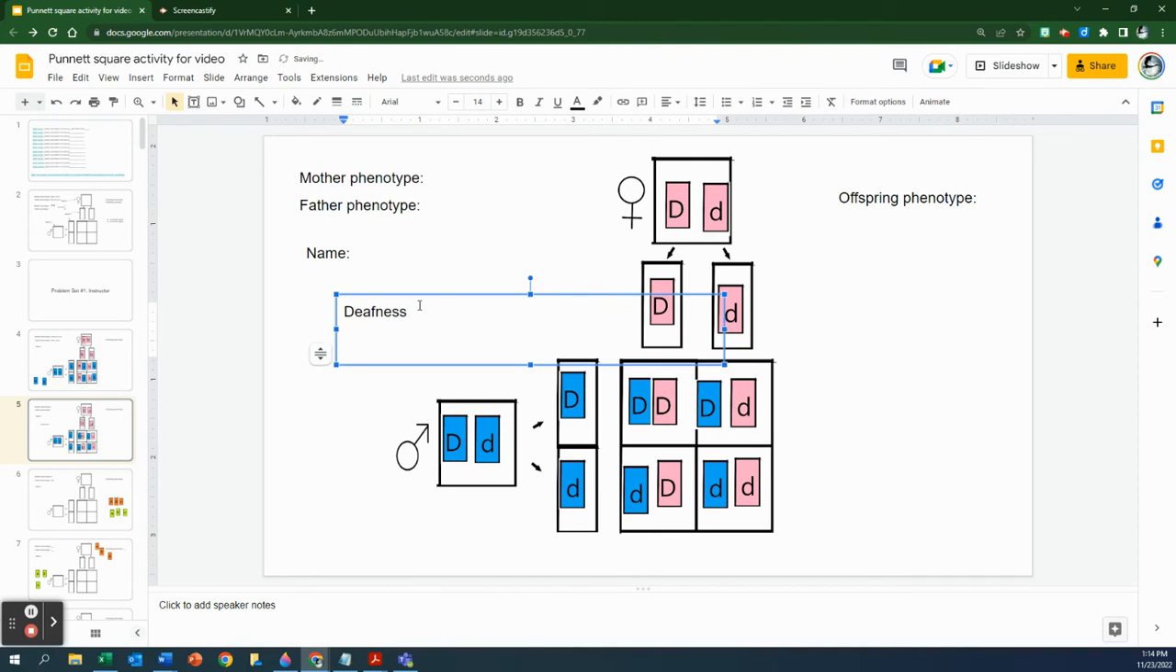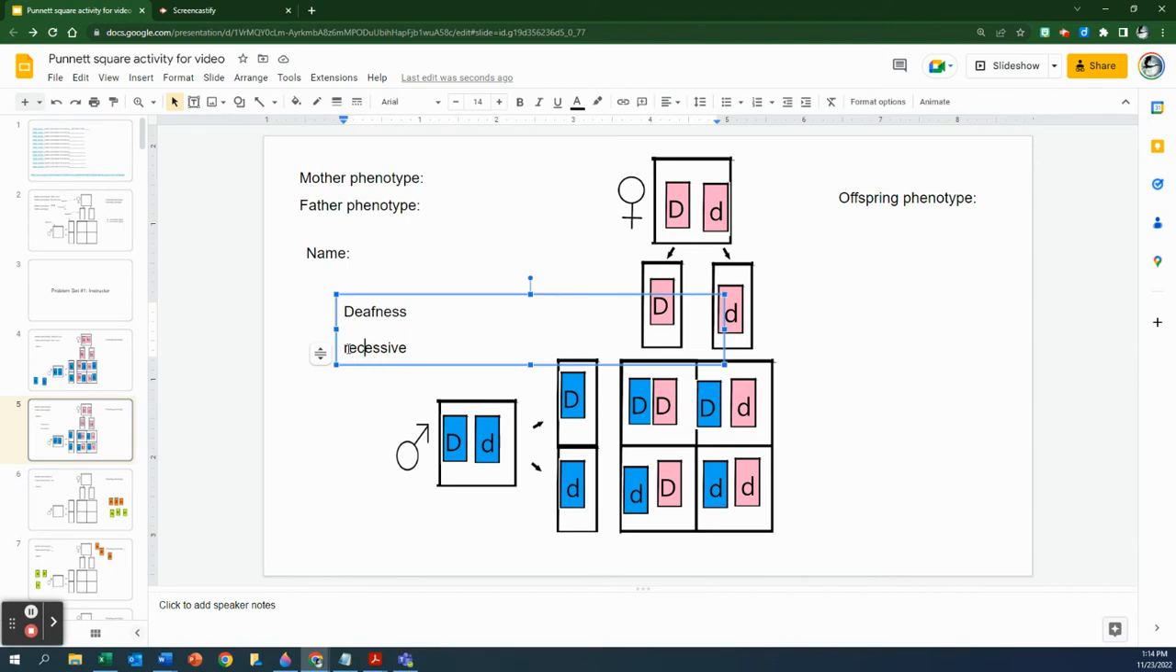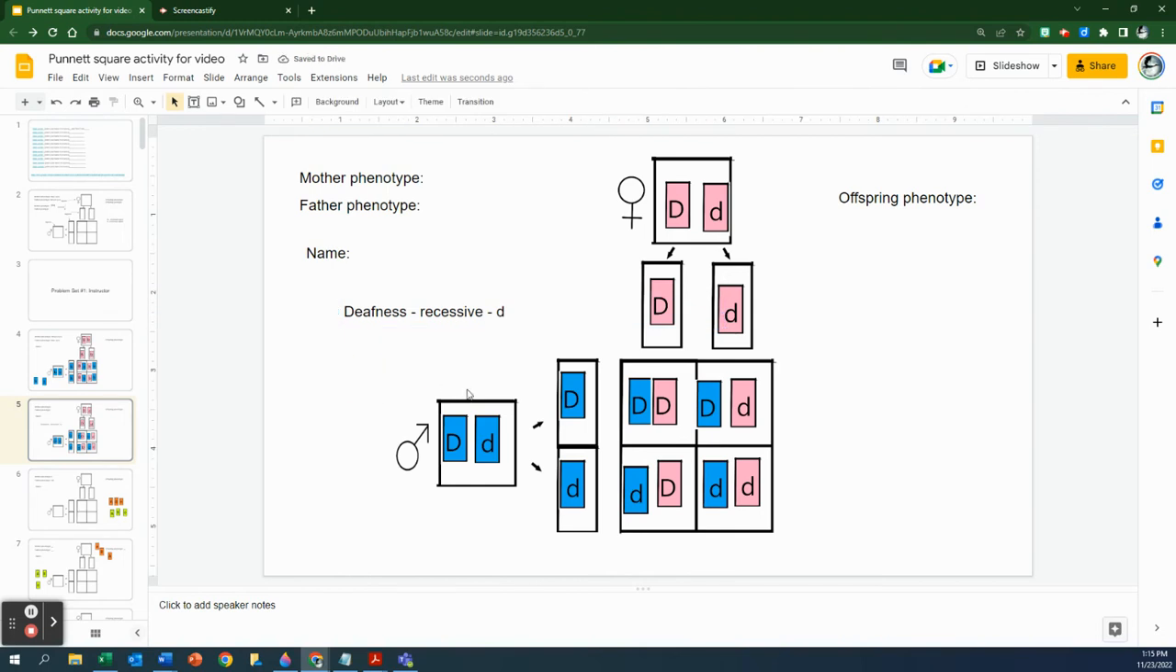Deafness is a recessive disorder. So in this case, mom and dad are heterozygous, little d, because deafness is a recessive disorder. The deafness gene, the deafness allele, by definition, is the little d. So you have to have two little d's in order for you to be deaf.